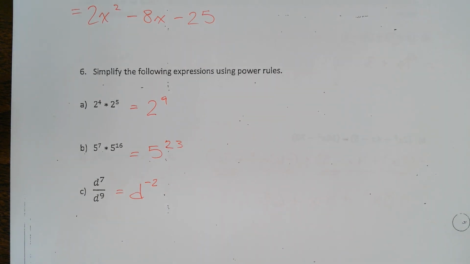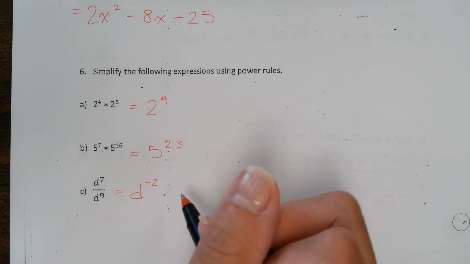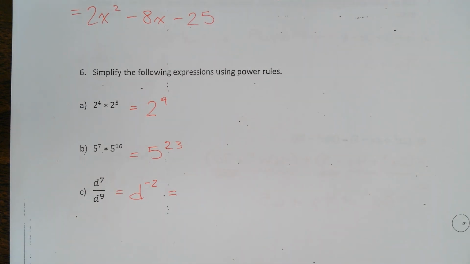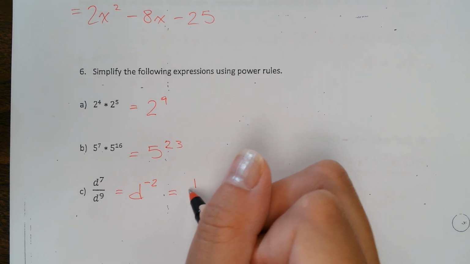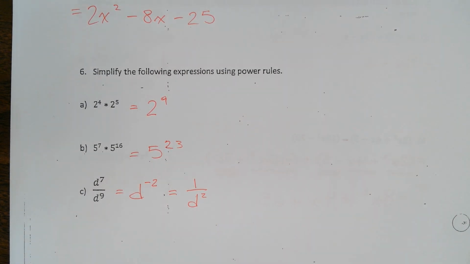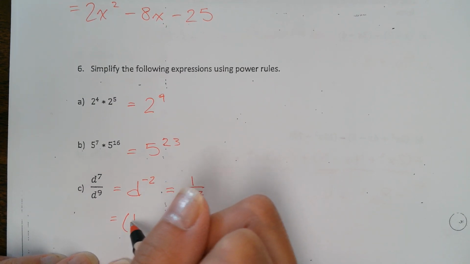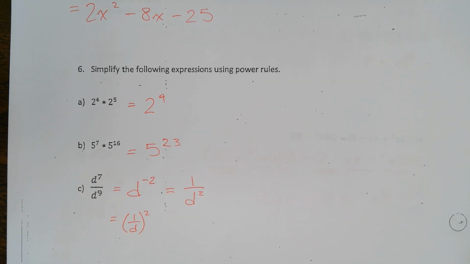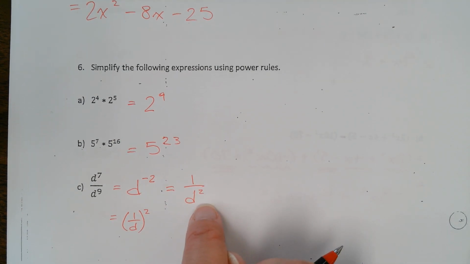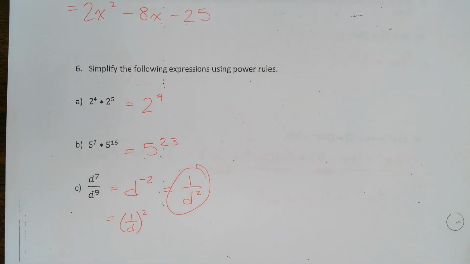On the test, I will probably ask you to put it in positive exponent. So how do I rewrite this with positive exponents? 1 over d squared. Good. Okay. Some of you might have written like this. Okay. It's not wrong, but you can still simplify it to this. So this is the better answer, because 1 squared is just 1 and then d squared. Okay.